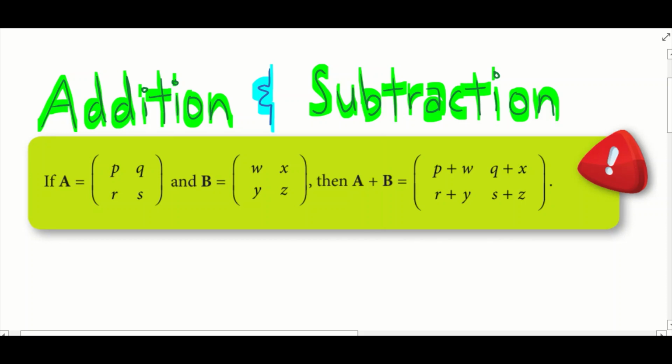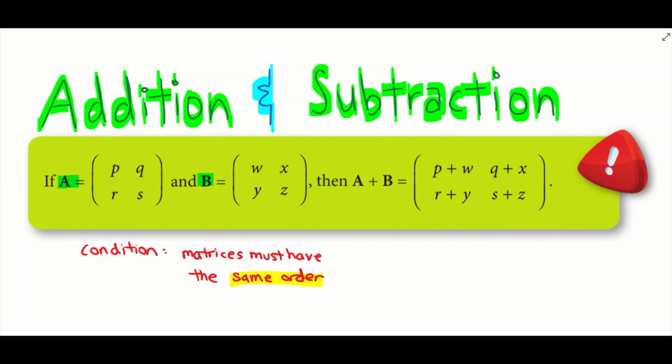Okay, so now we come to addition and subtraction of matrices. Just take note that before we add any matrix together, we must make sure that both of the matrices satisfy the same order. So what does it mean by same order? A is a 2 by 2 matrix, and we see that B is also a 2 by 2 matrix. So it means that they have the same order. They have the same number of rows and also the same number of columns.